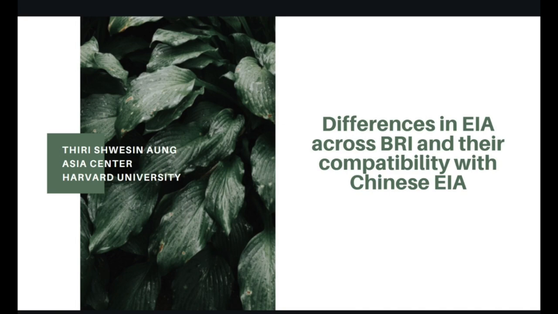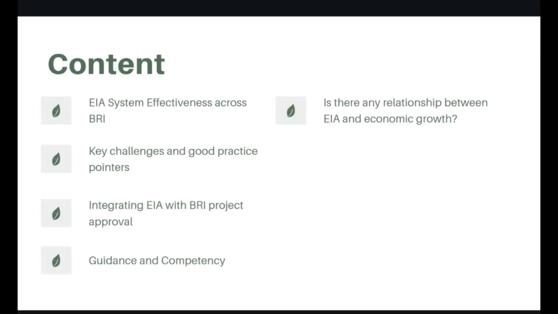There is so much that can be said about the topic of EIA across countries in Belt and Road, and it cannot all fit into a 10 to 15 minute period, but I'm going to do my best to cover the critical points here. Earlier this year, Professor Thomas and I jointly published two papers on this issue, one from the effectiveness perspective and the other from the economic approach. I would like to highlight some of the key findings from this research and also some updates on China's progress in the implementation of EIA in BRI projects.